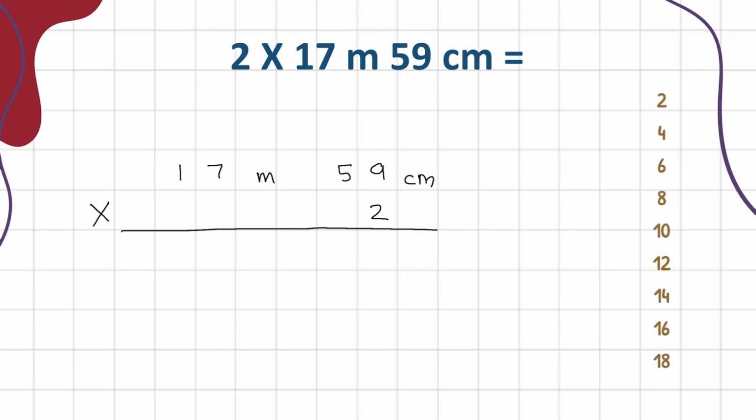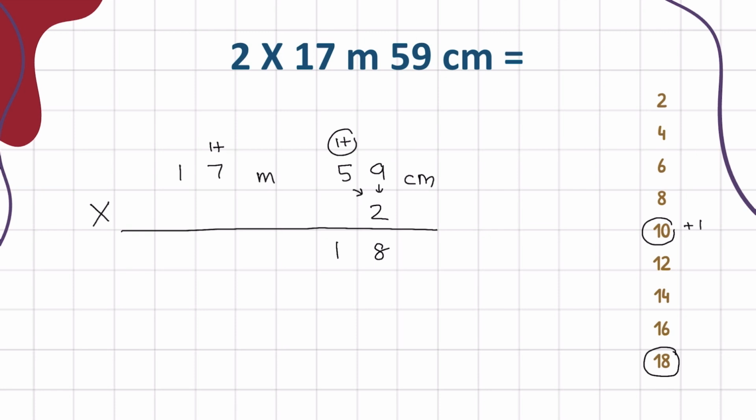So times the number from the right side, which is 9 times 2. 9 times 2 would be 18. So we need to write down 8 and bring up 1 above 5, 2 plus 8 later. Next one, 5 times 2 is equals to 10 plus with the one at the top. 10 plus 1 equals to 11. So write down 1 and bring up 1 above 7.